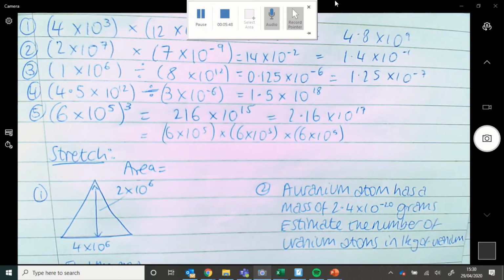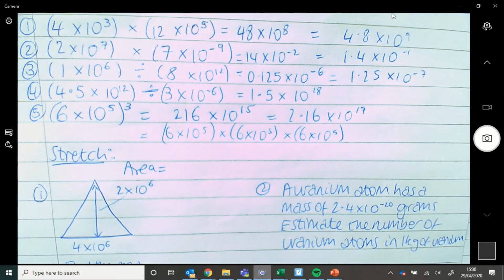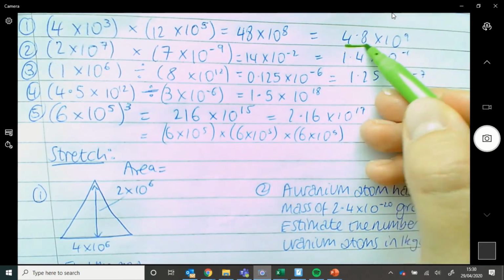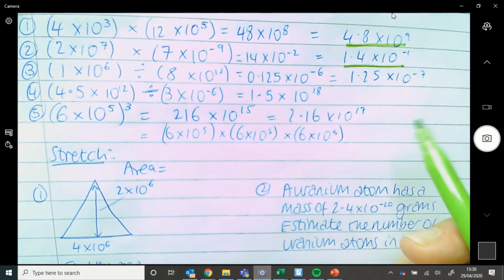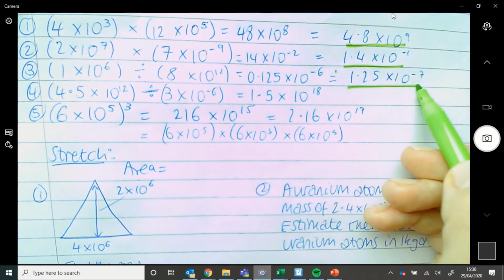Okay, so you can see on the right hand side of the screen the working out first of all. So I did 4 times 12, which is 48, times 10 to the power of 8, and then I corrected it in standard form, so that is 4.8 times 10 to the power of 9. Second one, same again, working out and answer. Third one, working out and answer.